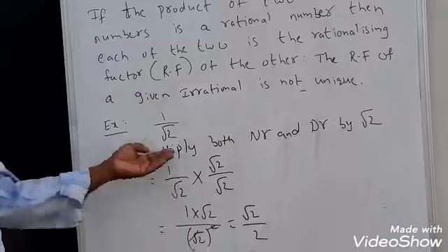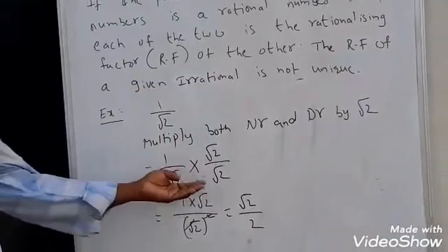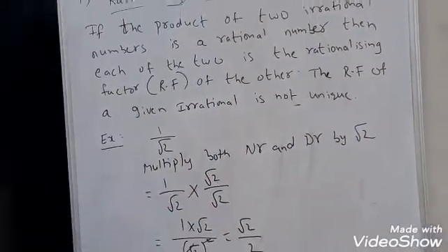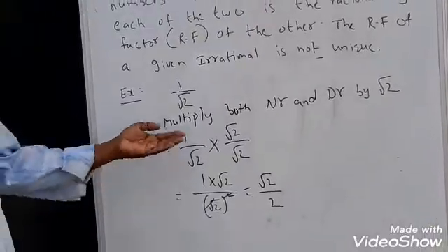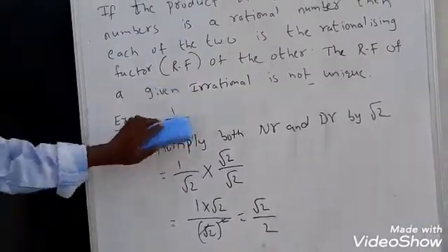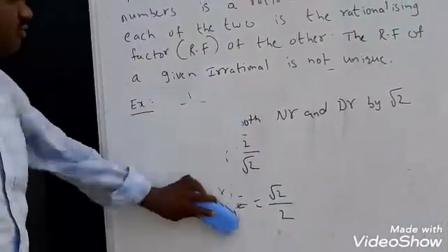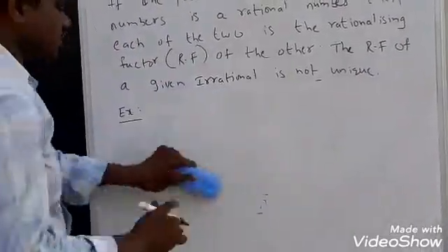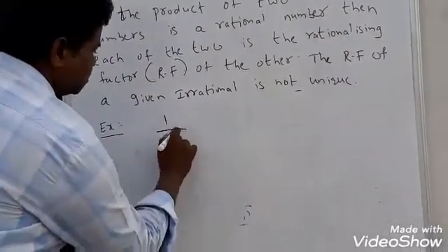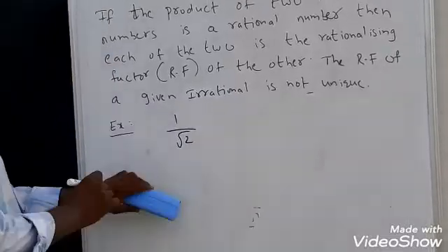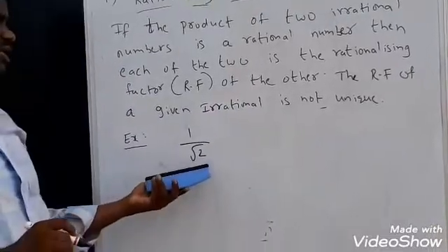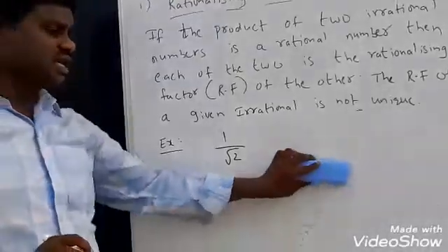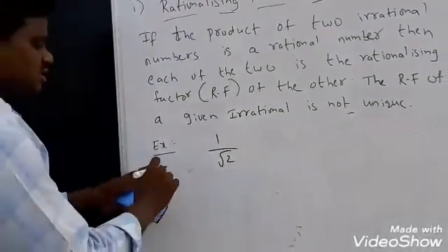Here we want to convert the denominator into a rational number. That means 1 by root 2 into root 2 by root 2, I multiplied. Take the same problem, 1 by root 2. If anybody asks you to rationalize the denominator, we have to convert an irrational number into a rational number.